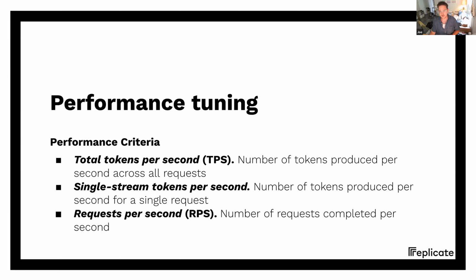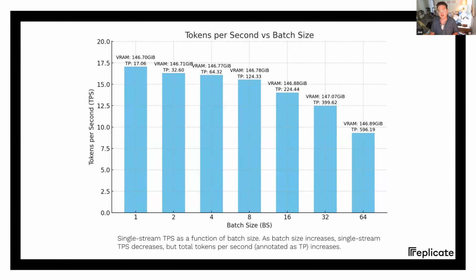Specifically, the relationship between total tokens per second and single stream tokens per second is one of tension. I'll show you one graph and talk through what we see here. On the y-axis, we have single stream tokens per second. I think this was for Llama 70B. I don't remember what hardware this was on. This was a while ago that I made this graph.